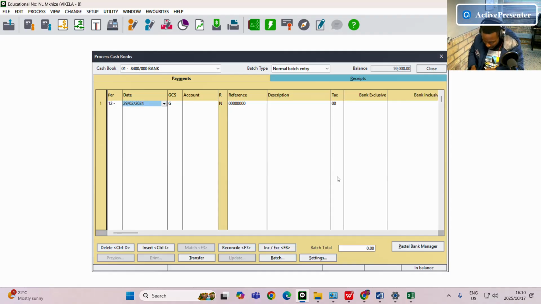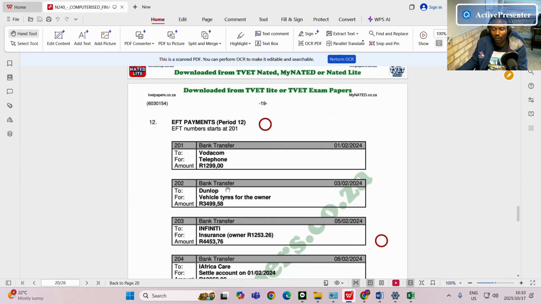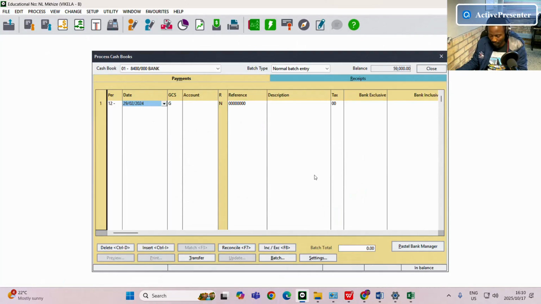I did tell you guys that I'll be using the printed version. Remember when we were doing petty cash, I told you that I'll be using the printed question paper. I will come to this electronic copy of the paper, but most of the time I'll be using the one that I printed out.